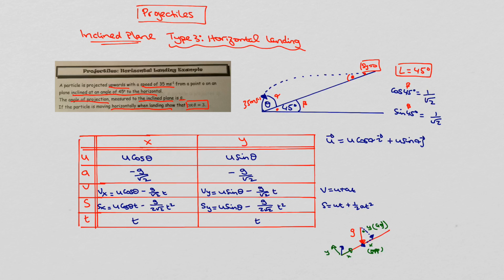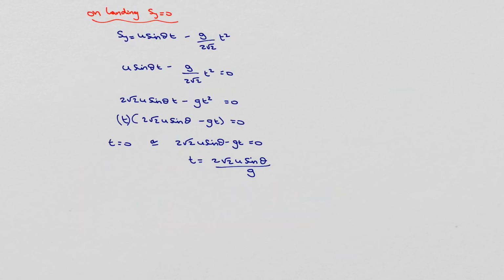Now, I've just realised that I haven't put in my U there. U is 35 metres per second. So realistically, I should have 35 in that table all the way down. I haven't put it into the table, I apologise. But that doesn't matter because at this point now we can say U is equal to 35.